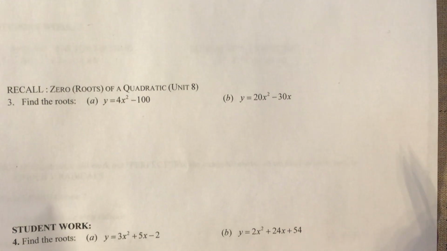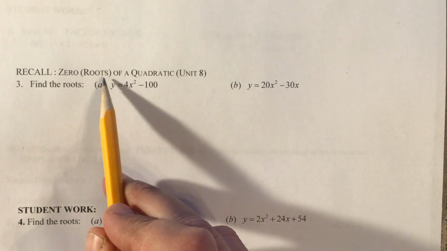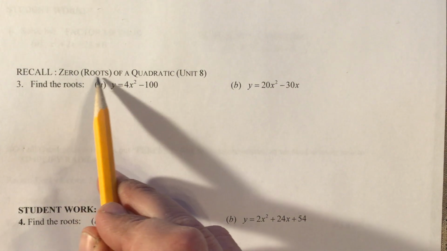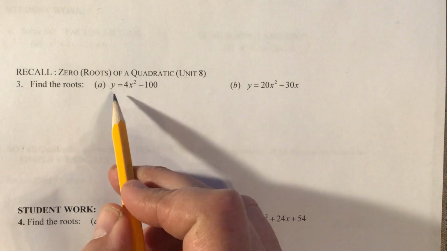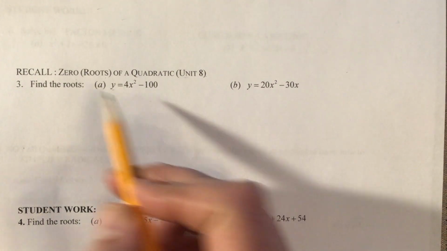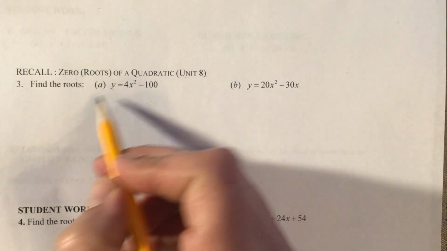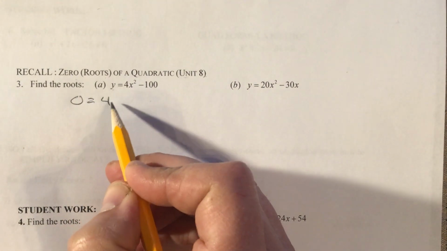I'm going to number 3. Another way you might have worded this is basically the same thing. The roots of a quadratic, also in Unit 8. So now it looks a little different. It says y equals, but I want to find the roots. What does that mean? You set it equal to 0. So just let y be 0.